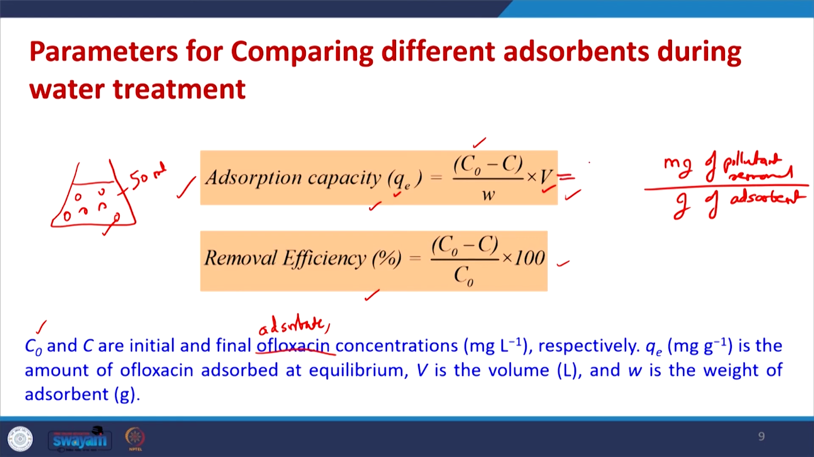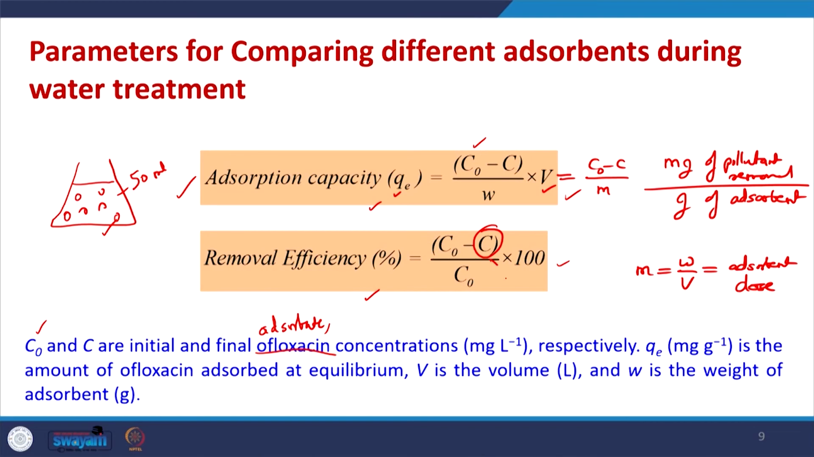Sometimes this formula is also reported as (C0 minus C) upon M, where M is the adsorbent dose, which is W upon V. The higher the adsorption capacity, the better it is to select that particular adsorbent for our use. We can always compare using the adsorption capacity as well as the removal efficiency. The same adsorbent may have different capacity for different targeted compounds.